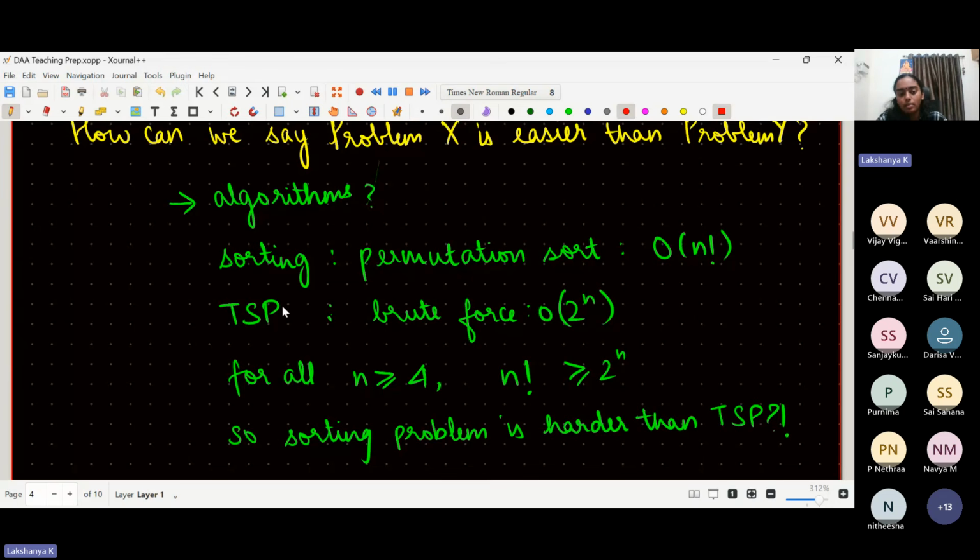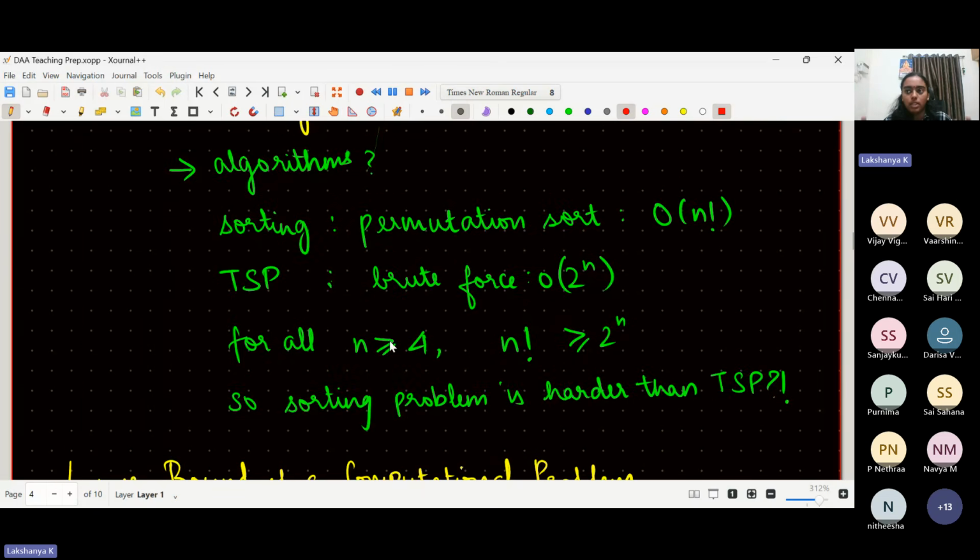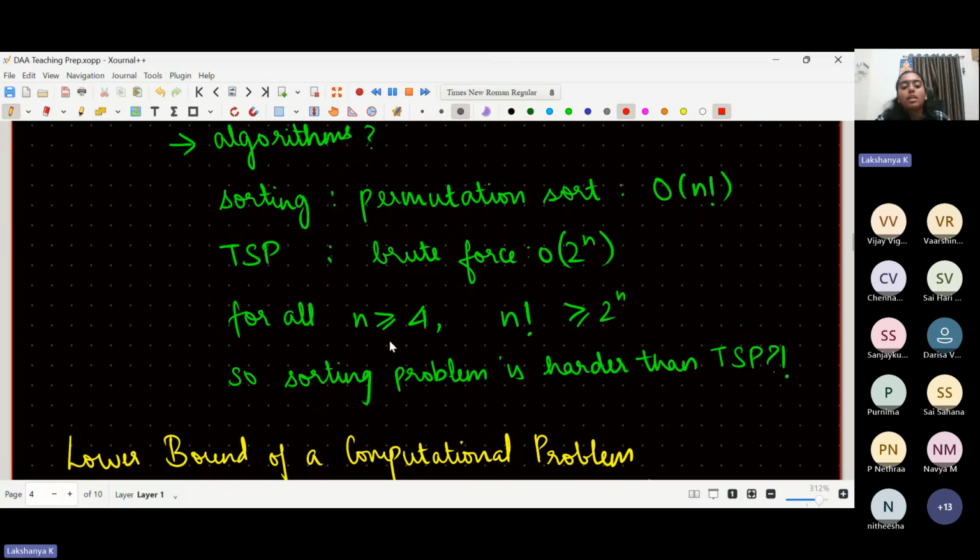And for the traveling salesman problem, if I remember correctly, the brute force algorithm is on the order of 2 power n. Generally, n factorial is greater than or equal to 2 power n for all input sizes greater than 4. Does that mean the sorting problem is harder than TSP? Obviously not, right? So it's not right to compare algorithms and say problem X is easier or harder than problem Y.